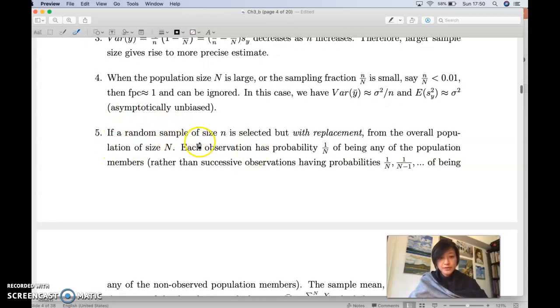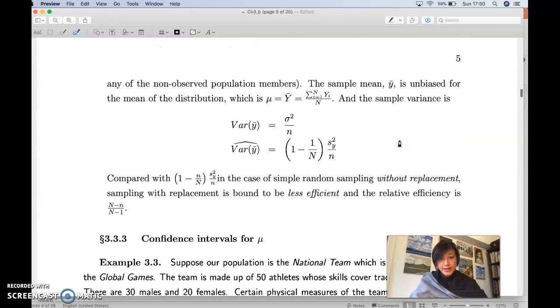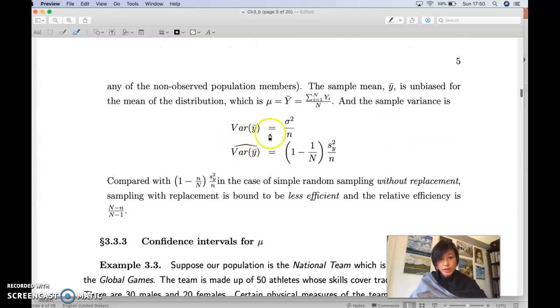If a random sample of n is selected but with replacement, remember what we mentioned in the previous slide, that with replacement is very similar to the infinite population case, so we have the variance of y bar equals sigma squared over n, and the estimated variance of the sample mean equals 1 minus 1 over N times s y squared over n. This is for the case that we don't have sigma squared.